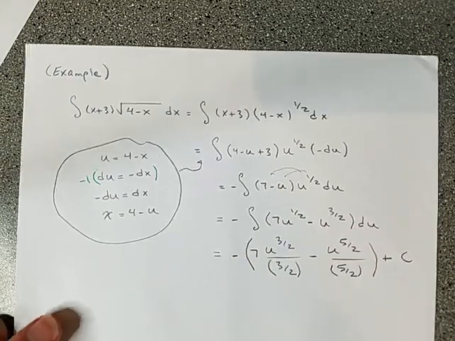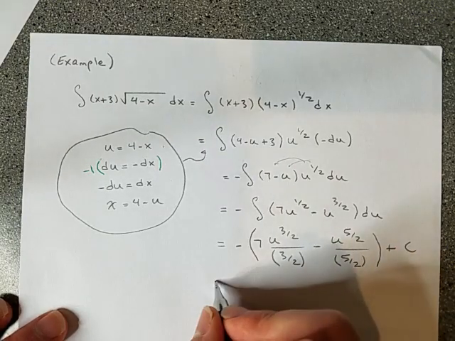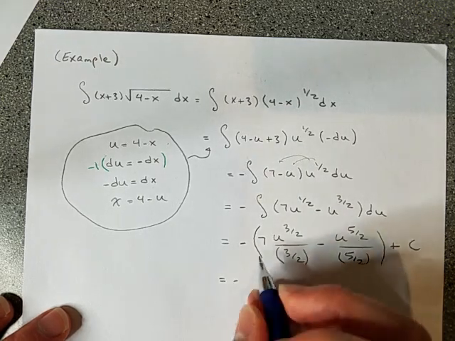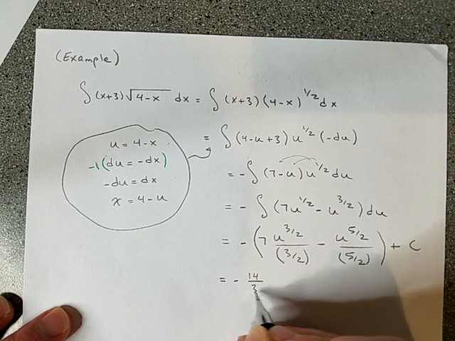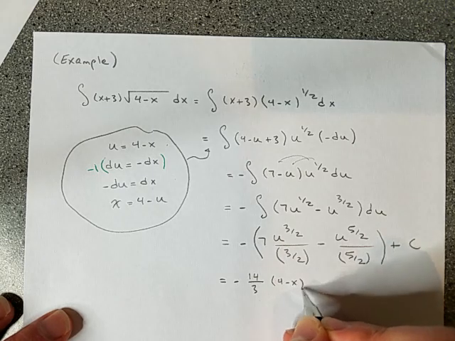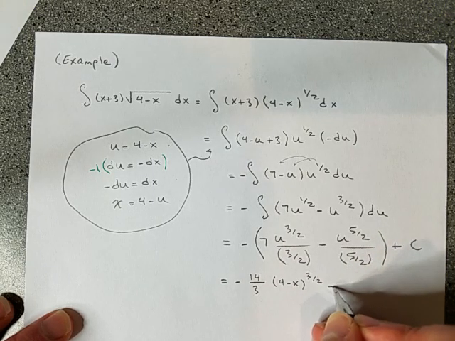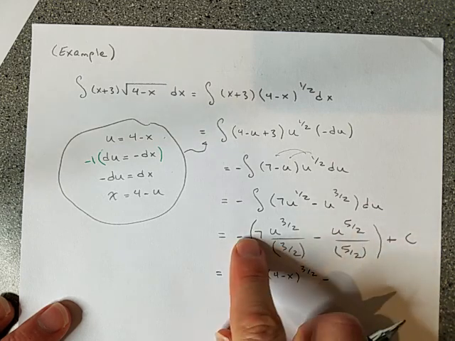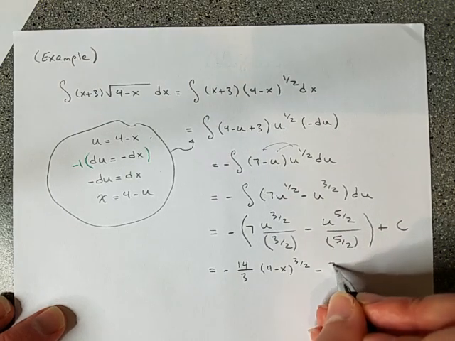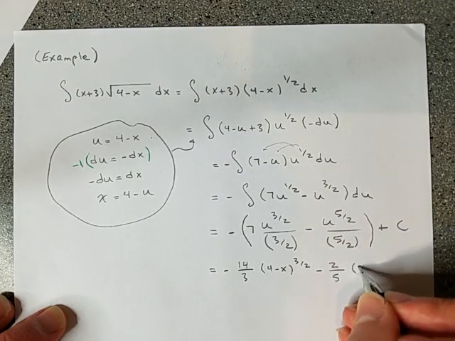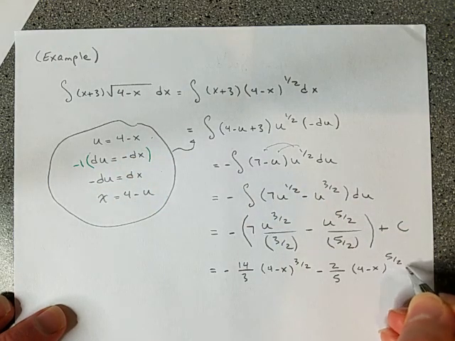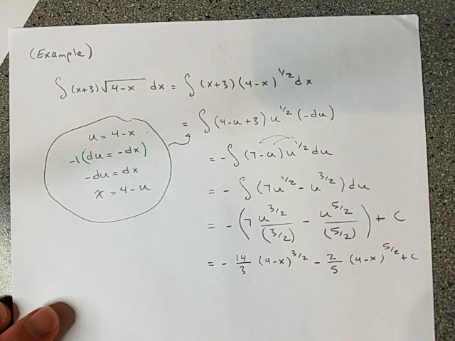I add my constant of integration. Okay, a little bit of cleanup. Let's see. 7 times 2 over 3. So that's going to be 14 over 3. Okay? U, 4 minus x. 4 minus x to the 3 over 2 power. Okay? Over here, that negative applies all throughout this. I'll make it a positive. That'll be 2/5. Okay? U, 4 minus x, power 5 over 2 plus c. All right. There we have it.